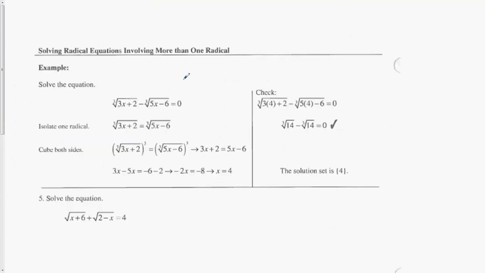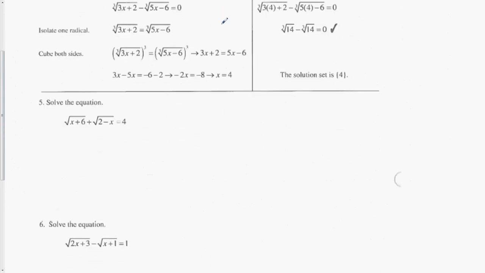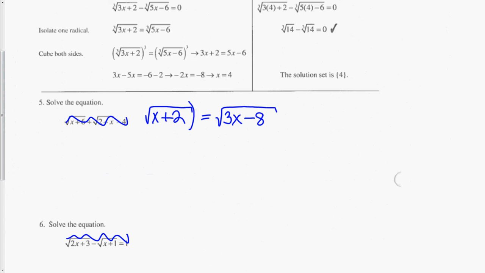Okay, so what if we have, I'm going to give you one where we have double roots that are this difficult on ALEKS. So I wanted to show you this one. What if I had square root of x plus 2 equals square root of 3x minus 8? Okay, you might possibly have a square root equals a square root. Well, in this case, squaring both sides will eliminate the square root on each side.